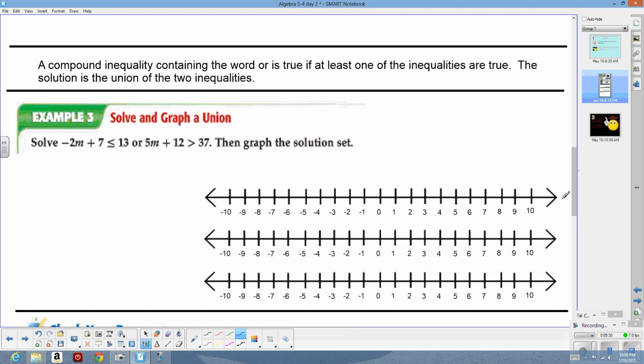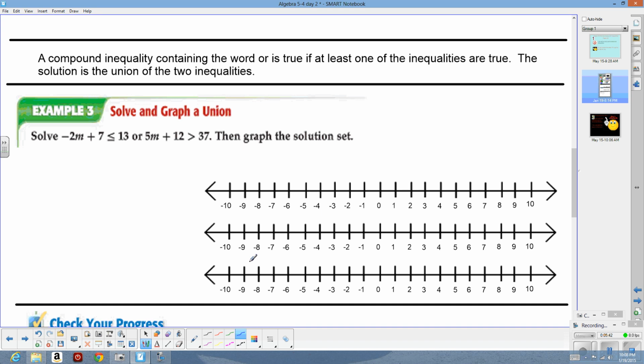A compound inequality containing the word "or" is true if at least one of the inequalities is true. The solution is the union of the two inequalities. So if I want to solve and graph this compound inequality, I'm going to start with this one right here.